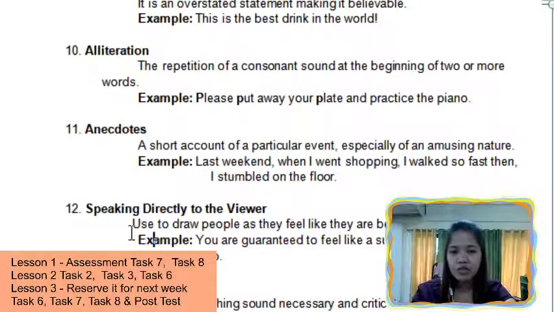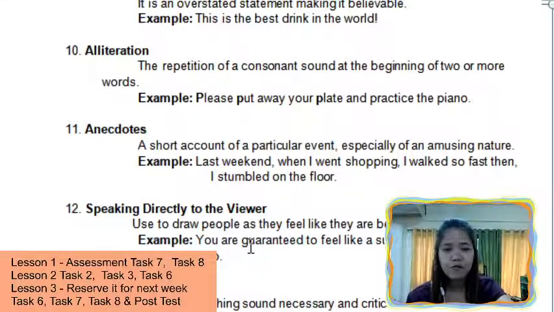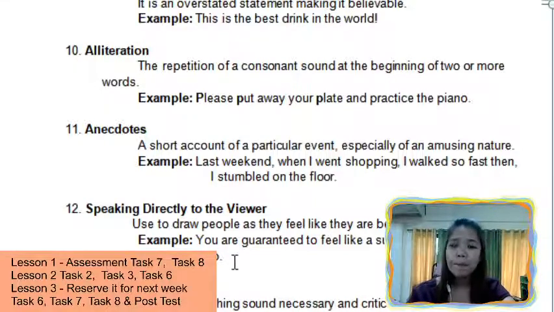Number 12, speaking directly to the reader. I believe that this is one of the most effective means of persuading other people. Just like what I told you in our previous module, you have to imagine that there is an audience. You have to imagine that you are really persuading someone to believe you. That means you have to know your audience. You have to have an audience in your mind in order for you to become an effective persuasive writer.